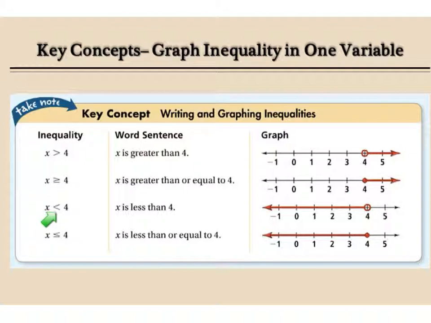Here's our next symbol. It reads x is less than 4. Our arrowhead is pointing to the left. So is this arrowhead, and the circle is open. There's our last symbol. It's read x is less than or equal to 4. Once again, the less than symbol is underlined, so our circle is filled in. Our arrowhead points to the left, so our arrow points to the left here.